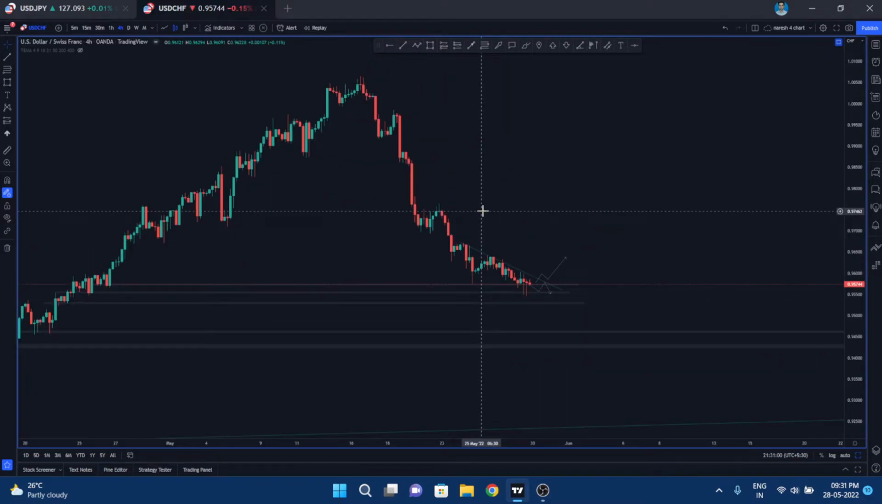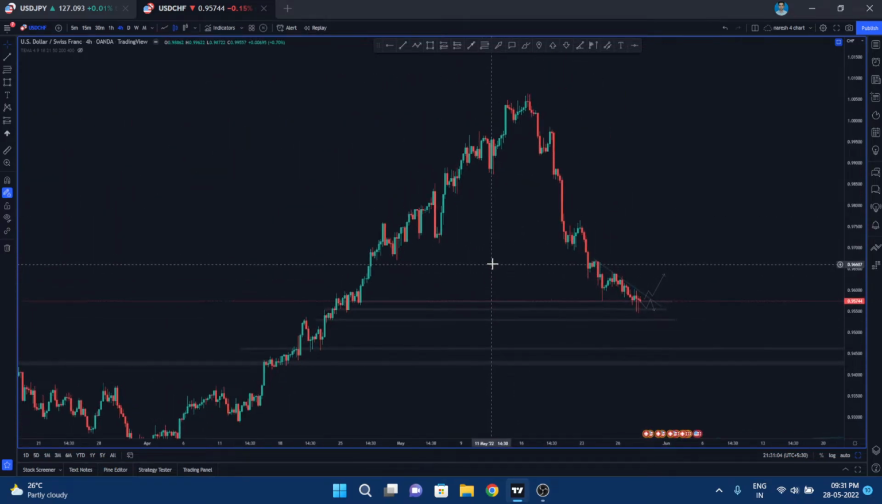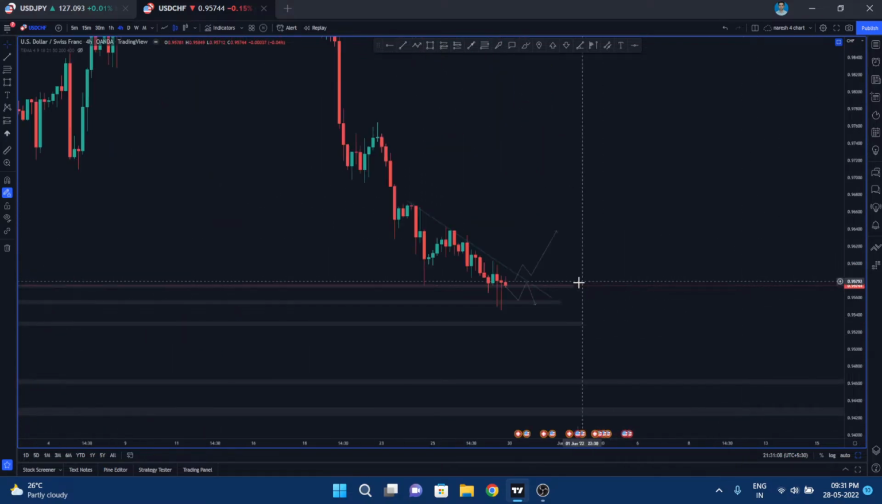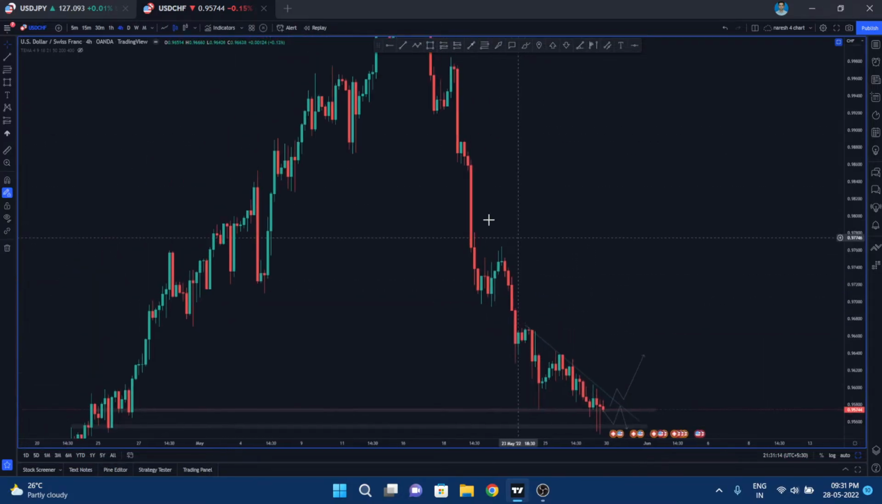So next would be USD CHF, guys. USD CHF made a big move in the past 2 weeks, so it is consolidating right now. So as we can see here, we have potential on both sides here. So you can see the size of this candle.